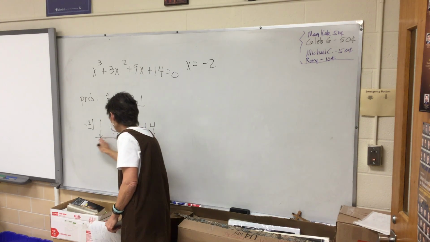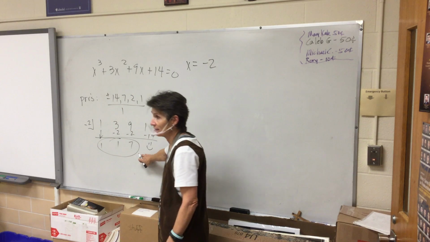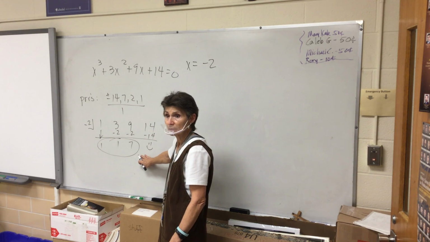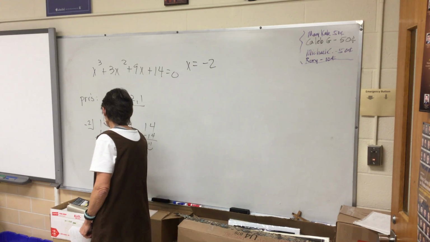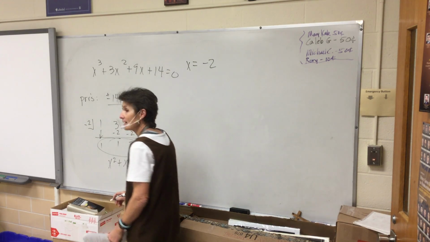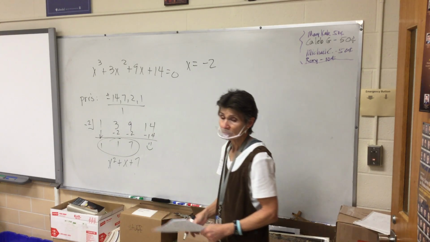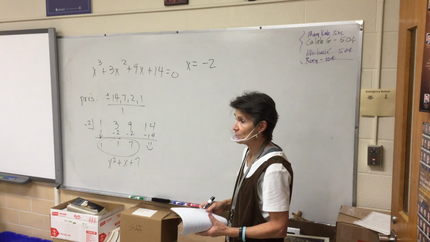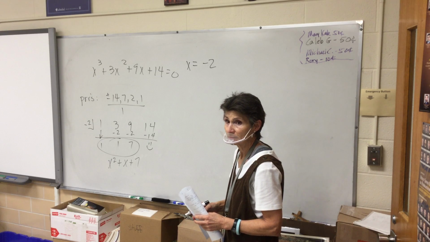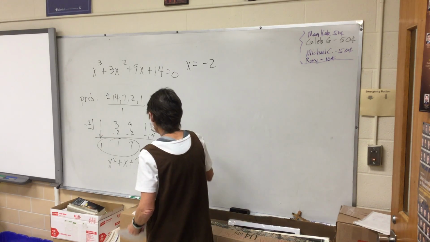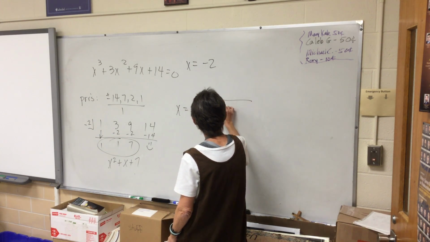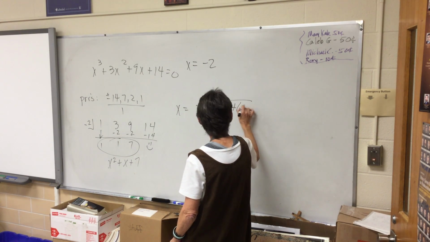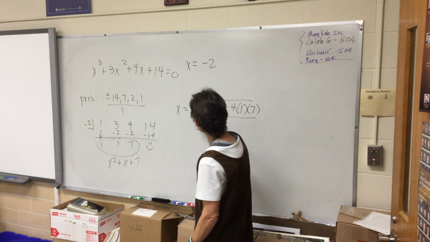And I can find the others by dealing with this, which is a quadratic that does not factor. So I'm going to need to use my quadratic formula. So here we go. X equals -b plus or minus the square root of b squared minus 4ac all over 2a.